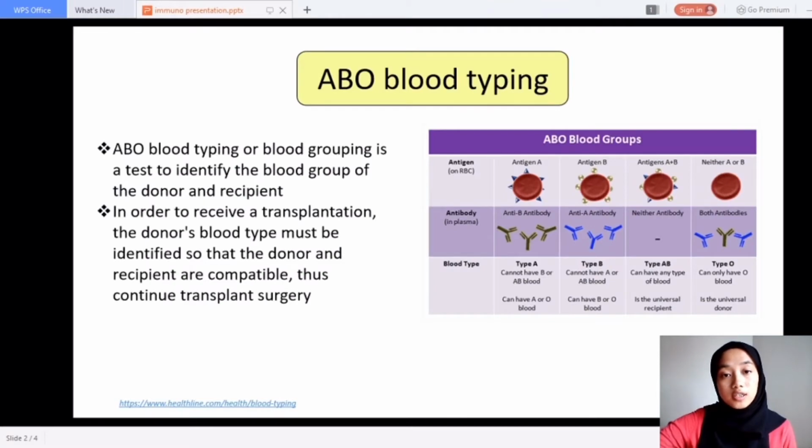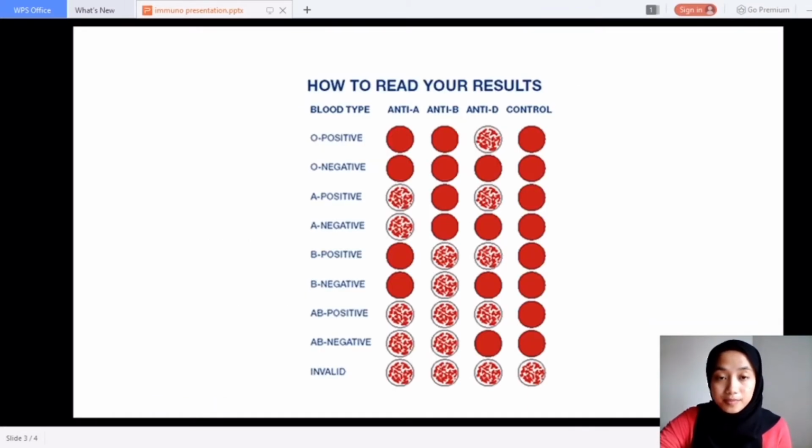The first laboratory test is ABO blood typing, which is also known as blood grouping. This test identifies the blood group of the donor and the patient. In order to do a transplantation, we have to identify their blood group to continue the transplant surgery. This is how you read the results.